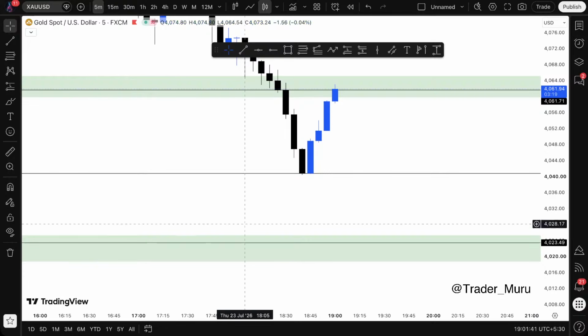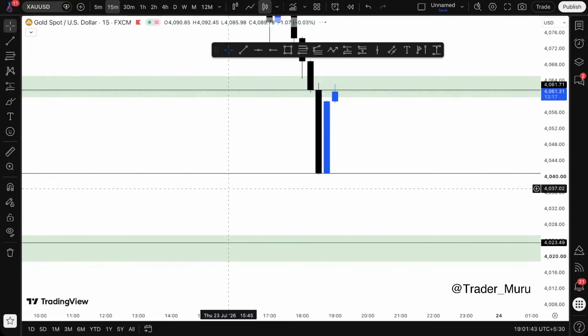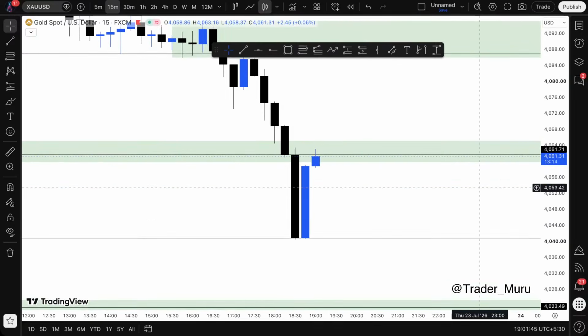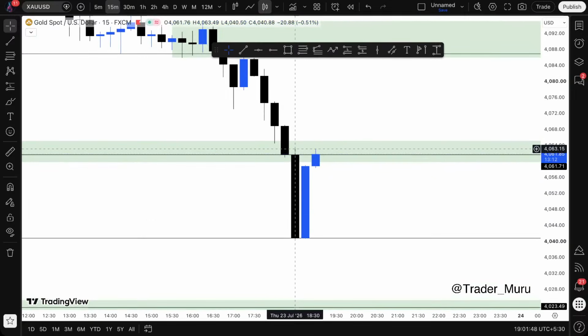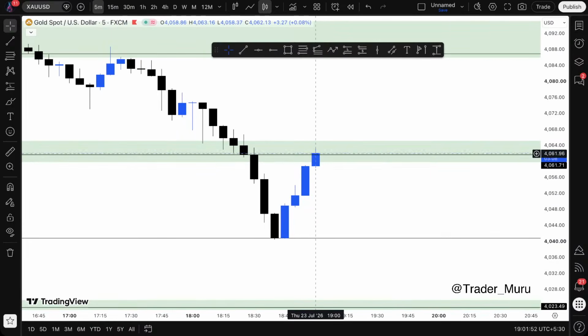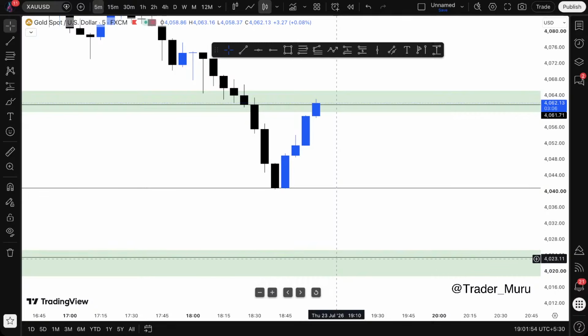Are you in any trade, sir? No, brother. We are looking for this 15-minute close. It needs to sweep this high, close below it, and 5-minute momentum change. Then you can short. Target will be 23.